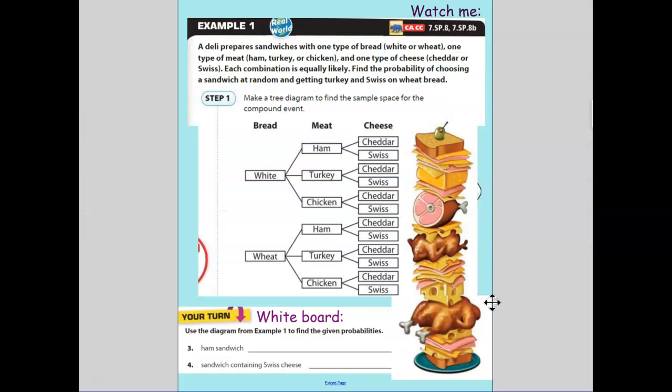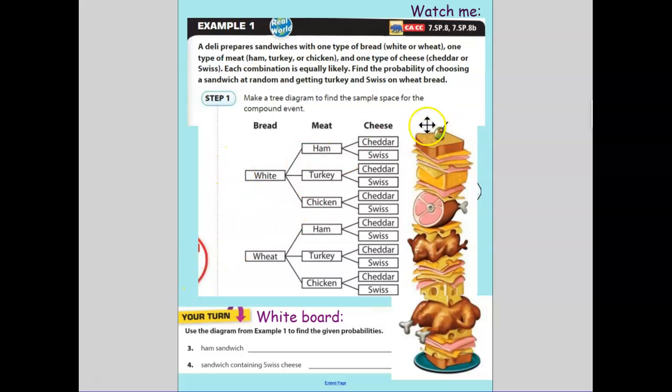Okay, here's another method of keeping organized. So we have a Scooby-Doo sandwich over here. It says a deli prepares sandwiches with 1 type of bread, white or wheat, 1 type of meat, ham, turkey, or chicken, and 1 type of cheese, cheddar or Swiss. Each combination is equally likely. So if you walk in there and say, surprise me, what is the probability of choosing a sandwich at random and getting turkey and Swiss on wheat?